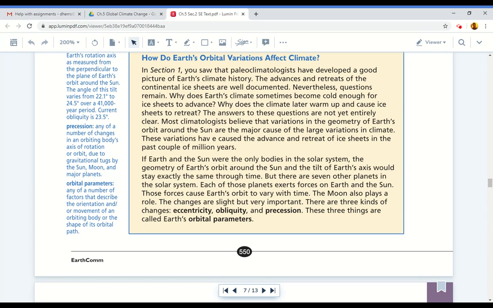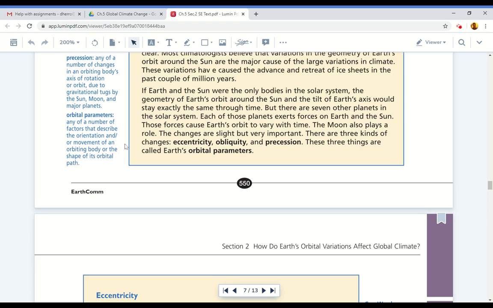Most climatologists believe that variations in the geometry of Earth's orbit around the Sun are the major cause of the large variations in climate. These variations have caused the advance and retreat of ice sheets in the past couple of million years.